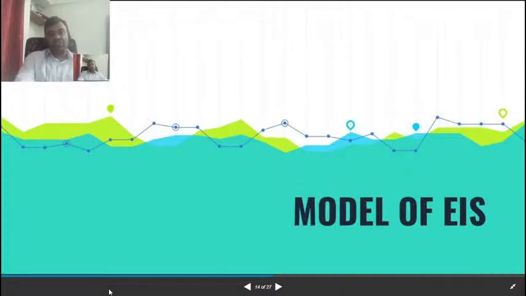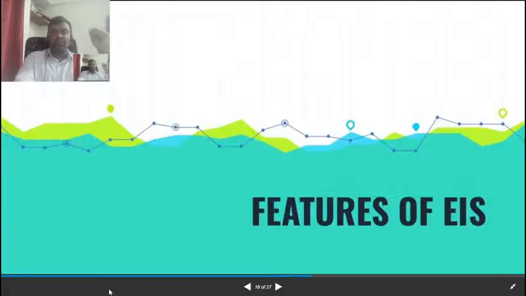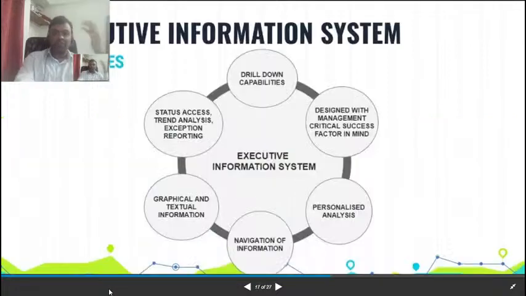What we have next is the model of EIS. So the model of EIS is how you actually generate information, how you circulate information, and how exactly this diagram will explain how you disseminate information to the level where it actually has utility. Okay, this is executive level information, or this is a model which helps you to disseminate information.